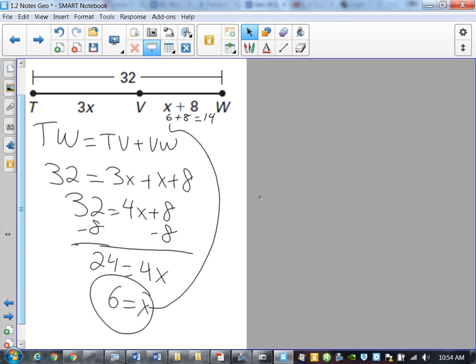And now another thing you can do, which I recommend, is substitute in the other side as well, and make sure they both add up to equal 32. So this would be 18. So 18 and 14 is? Yay, we math. Okay? And that's the idea, guys.